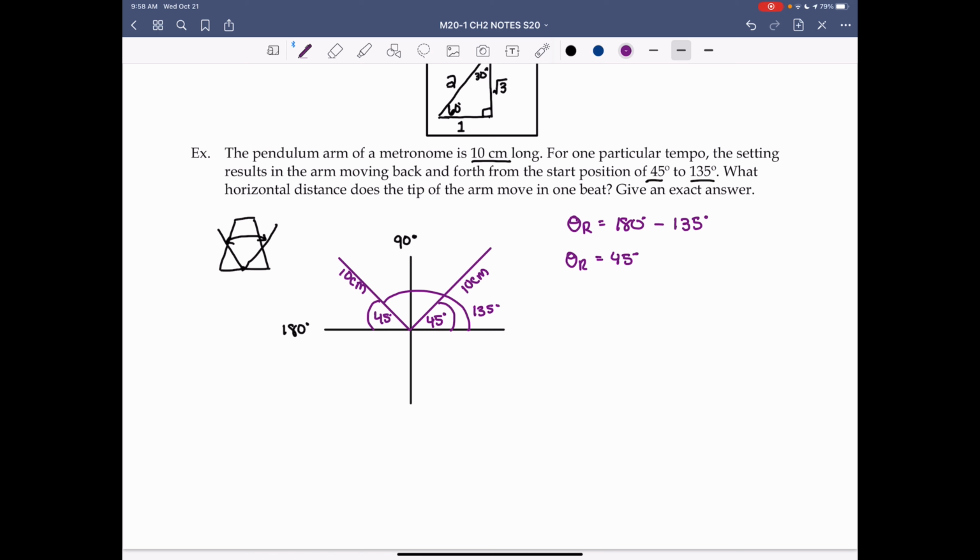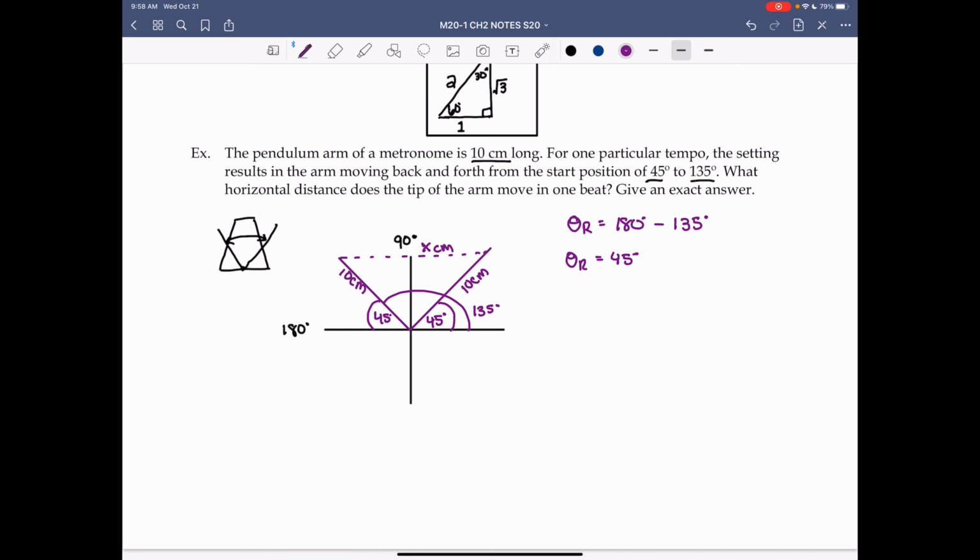And then the question, what is it asking for? It says, what horizontal distance does the tip of the arm move in 1 beat? Give an exact answer. So the horizontal distance from the tip of the arm in each position. That's what we're trying to find. That would be our x centimeters.